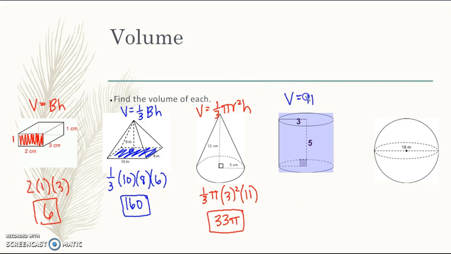A cylinder is just pi r squared h, same as a cone but without the fraction. So for this one, I've got pi times 3 squared times 5. And then 3 squared is 9 times 5 is 45. So we get 45 pi.